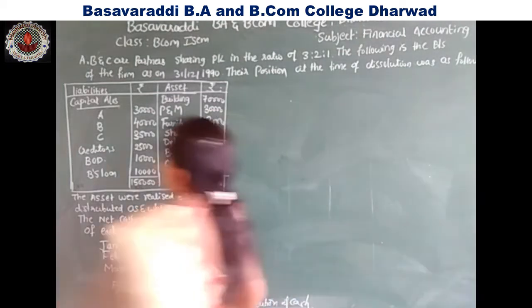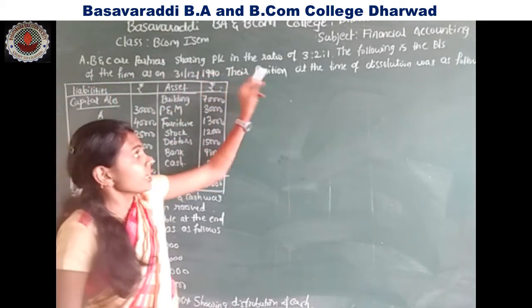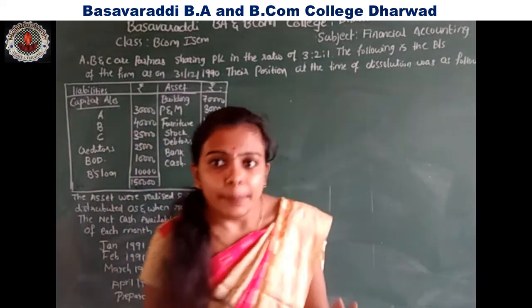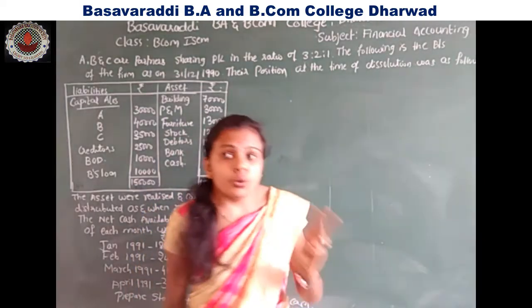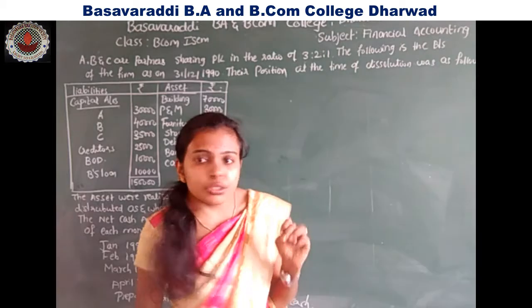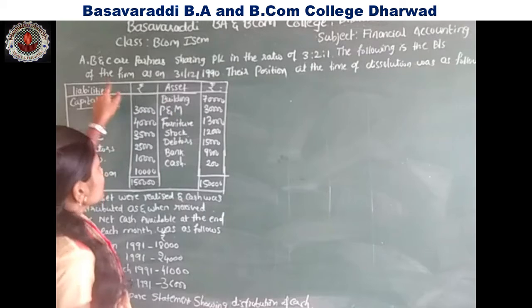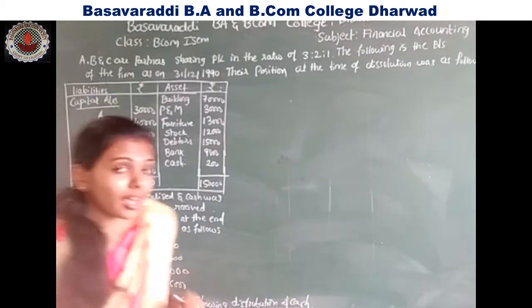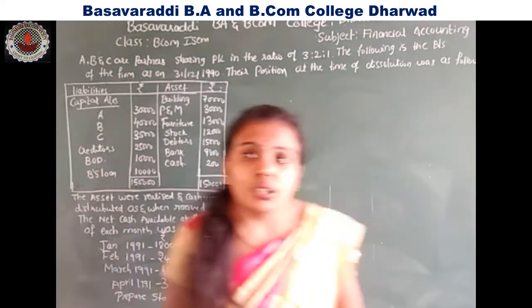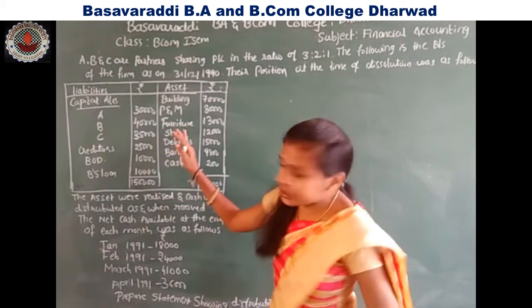First, A, B and C are partners sharing the profits and losses in the ratio of 3:2:1. There are three partners A, B and C, and the ratio is 3:2:1. The following is the balance sheet of the firm as on 31st December 1990. Their position was as follows. Now liabilities and then assets.